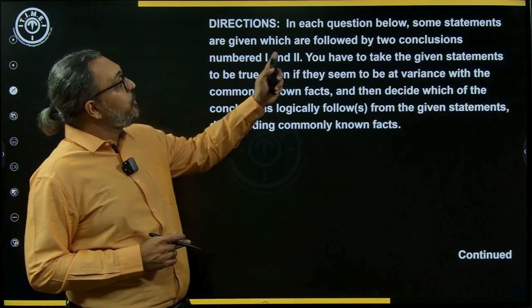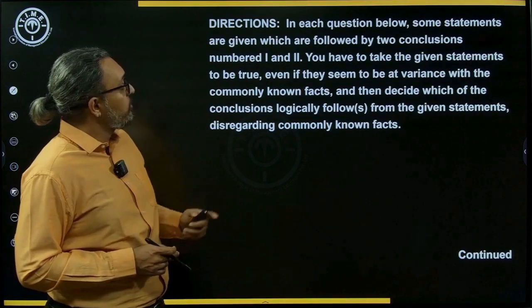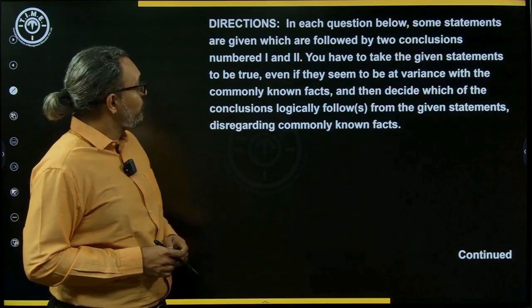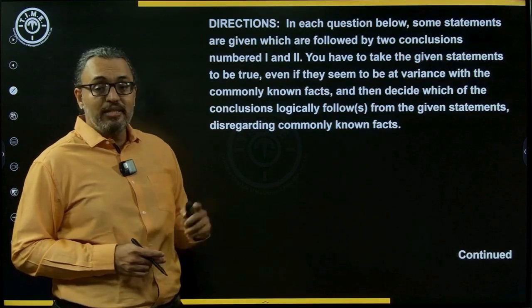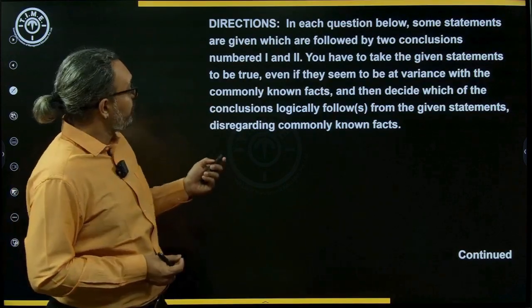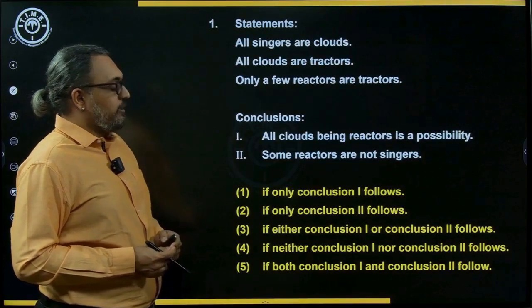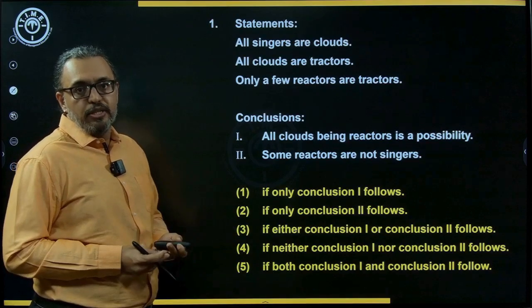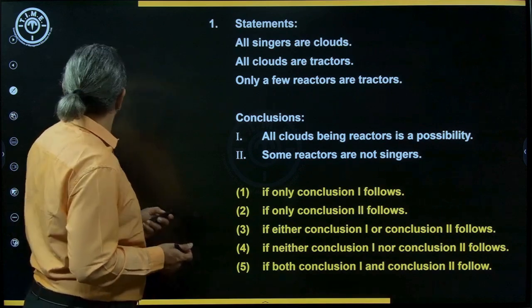Here it says, in each question below, some statements are given which are followed by two conclusions. You have to take the given statements to be true, even if they seem to be at variance with commonly known facts, and decide which of the conclusions logically follows, disregarding the commonly known facts. Now you have statements and conclusions, and then some options. So we use deductions, and we'll use the Venn diagram method to answer this. Let's take it.